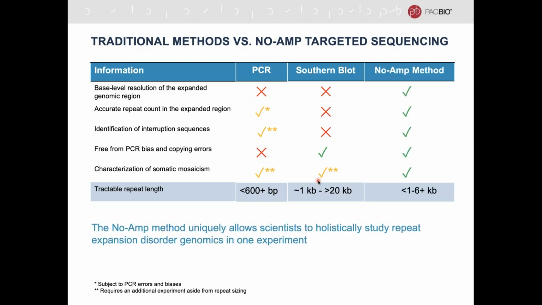Now, with the NOAP method, you can really get all of these data points in one experiment. So you get the base level resolution, which you don't get with PCR and Southern blots. You get the actual sequence, and that's going to allow you to do an accurate repeat count and then identify the interruption sequences. And of course, since we're using the CRISPR-Cas9 enrichment method, there is no PCR bias or copying errors. And then, because we're looking at single molecule, highly accurate single molecules, you can also elucidate the mosaicism of the expanded allele. So all in all, you can do everything holistically in one experiment.